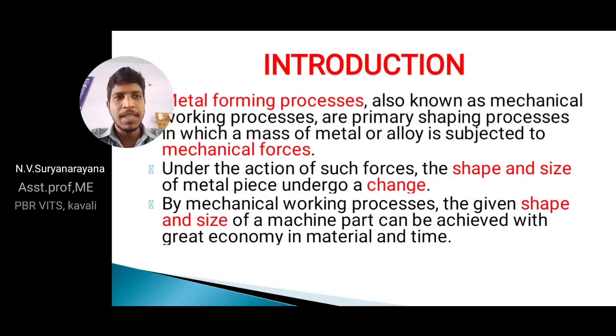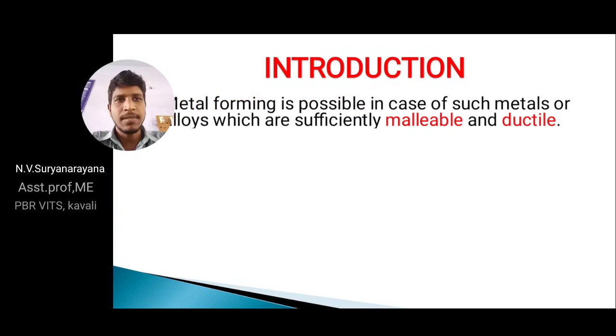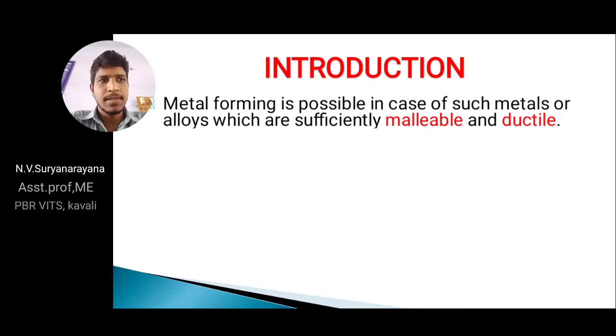Next, by the mechanical working process, the given shape and size of a machine part can be achieved with great economy in material and time also. Next, metal forming is possible in the case of such metals and alloys which are sufficiently malleable and ductile.